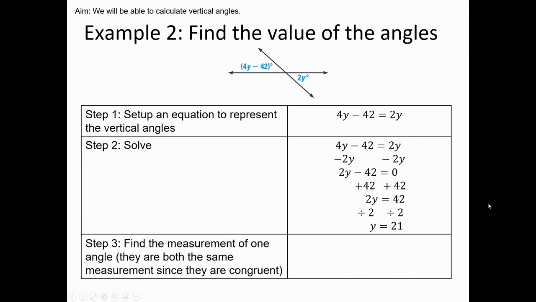Now remember, the goal was to figure out the value of these angles, the measurement. We only figured out what y is, but can I just take 2y right here and say, well, here's 2y, and I know that y is 21? So 2 times 21 is 42. So this angle right here is 42. But guess what, guys? This is 42, which means the other one is 42, and we're done. That's it, because they're both vertical angles.